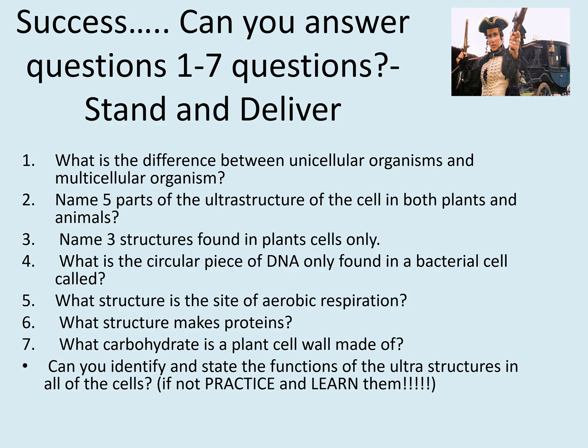Second question, name 5 parts of the ultrastructure of cells in both plants and animals. That would be your plant and animal have nucleuses, cell membranes, cytoplasm, ribosomes, and mitochondria. For the next part, name 3 structures found in a plant cell only that are not in an animal. So that would be your cell wall, your chloroplast, and your vacuole. So what is the circular piece of DNA only found in a bacterial cell called? Well, the little circles that look like little polos are called plasmids.